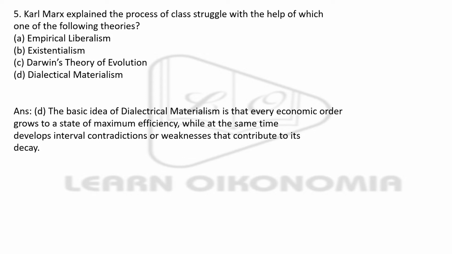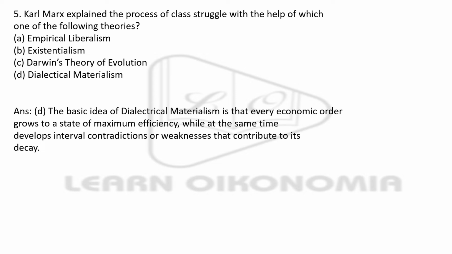Next, you have, Karl Marx explained the process of the class struggle with the help of which one of the following theories. So these kinds of questions can also be asked in your exam, because these are something related to the classical ideas. I'm not talking about the classical school of thought, but these are very much something which goes back to the tradition of economics. The evolution of economics is something which deals with all these kinds of things. So you have empirical liberalism, you have existentialism, you have Darwin's theory of evolution, and you have dialectical materialism. Actually, the right answer is option D, dialectical materialism.